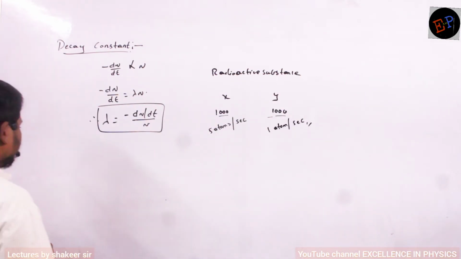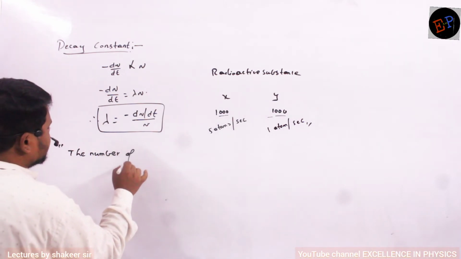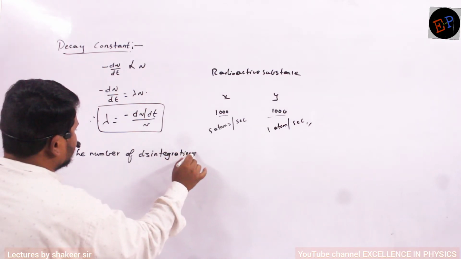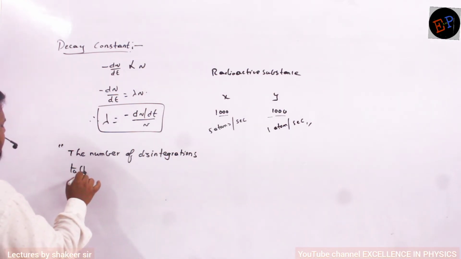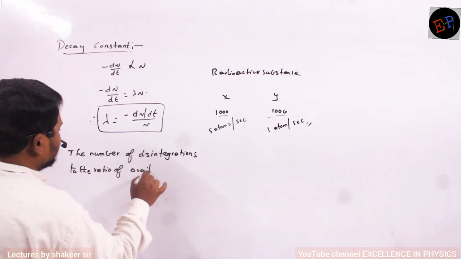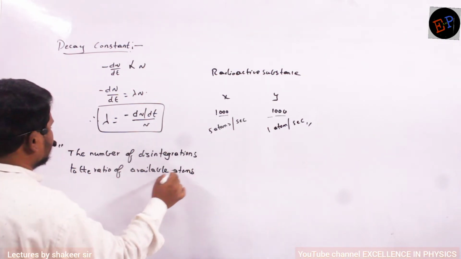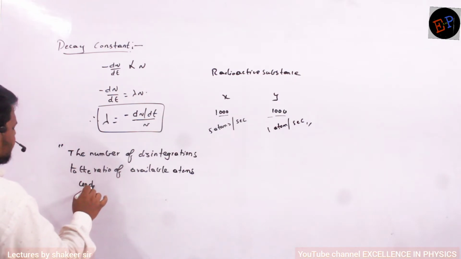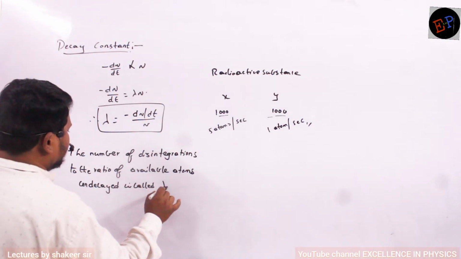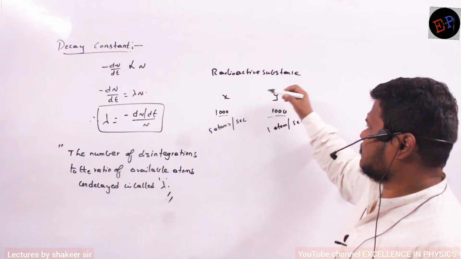So therefore, how can I define lambda? The ratio of the number of disintegrations to the number of available undecayed atoms is called lambda, is called the decay constant. So you write this example also.